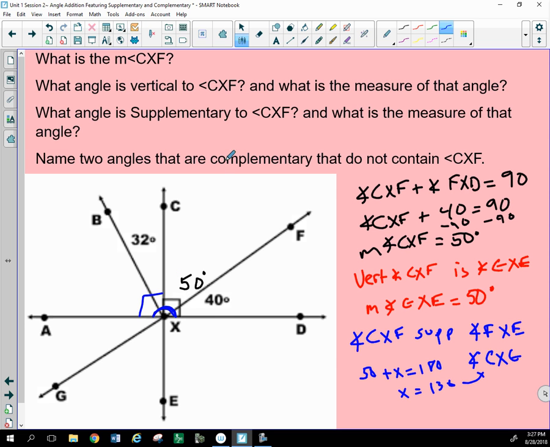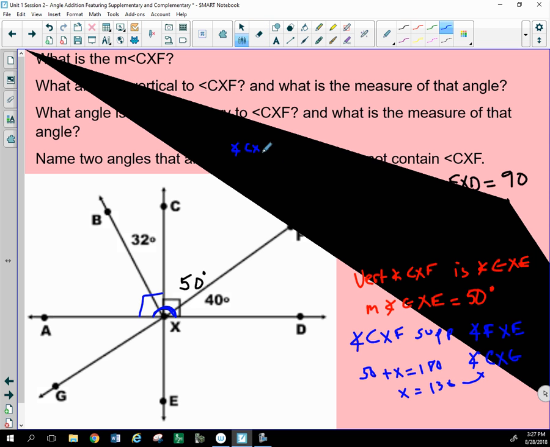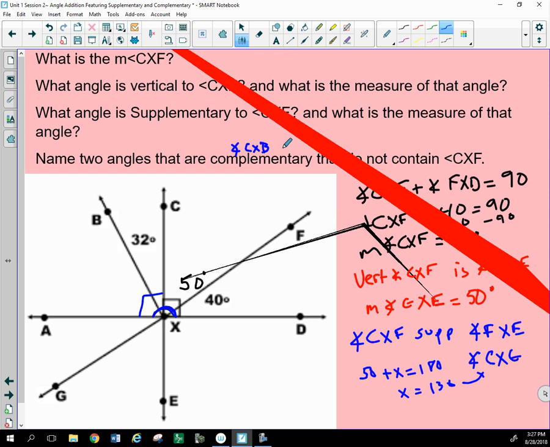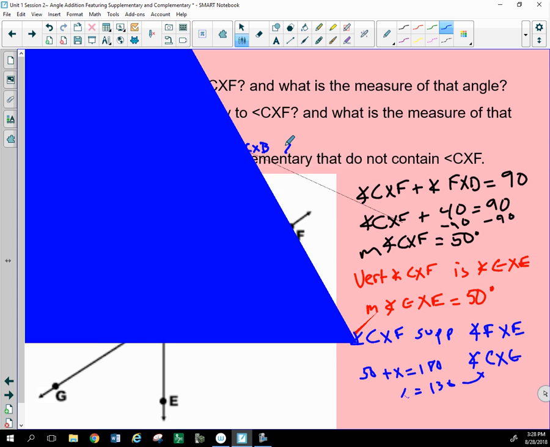So a pair of complementary angles that does not contain CXF could be angle CXB. At B, not D. B. Let's try again. CXB. And then the angle that would be supplementary to that would be angle BXA.